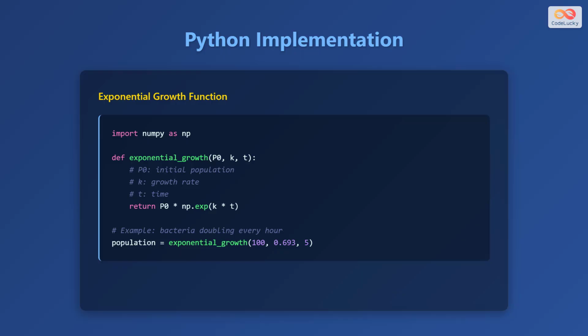Let's see how we can implement the population growth model in Python. First, we import the NumPy library as np. Then we define a function called exponential_growth that takes three arguments p0, k, and t, representing the initial population, growth rate, and time respectively. The function returns the population at time t using the formula p0 times np.exp of k times t. We can then use this function to calculate the population at different times. For example, if we start with a population of 100 with bacteria doubling every hour, we can use this function to calculate the population after 5 hours.